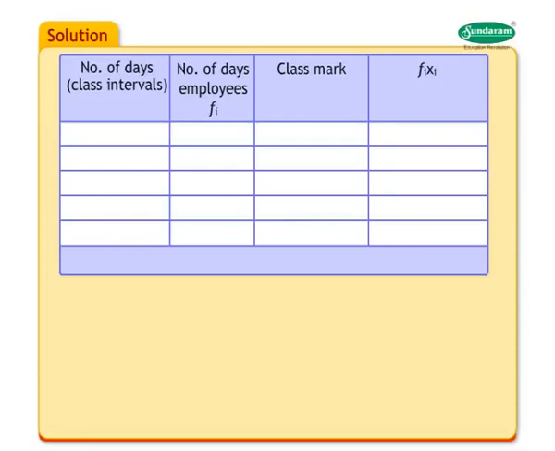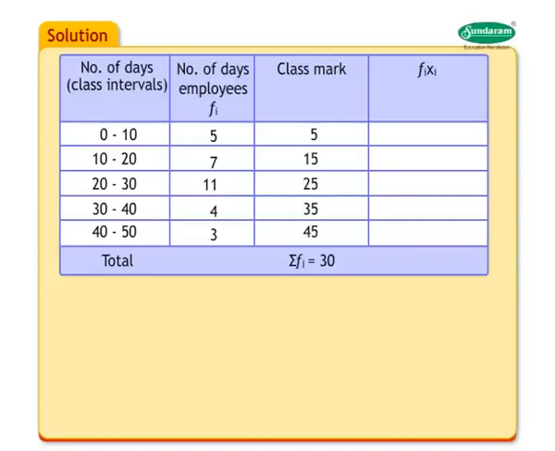Let us prepare a table with four columns. Write number of days, that is class intervals, in column 1 and number of employees fi in column 2. Column 3 is the corresponding class marks xi and column 4 is the multiplication of column 2 and column 3, that is fi xi.